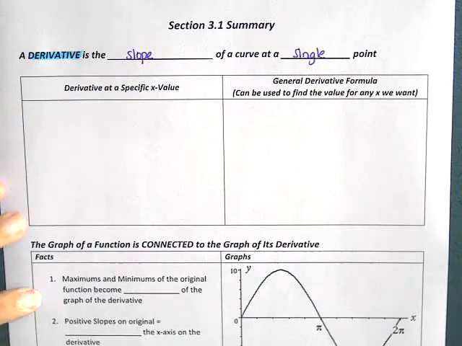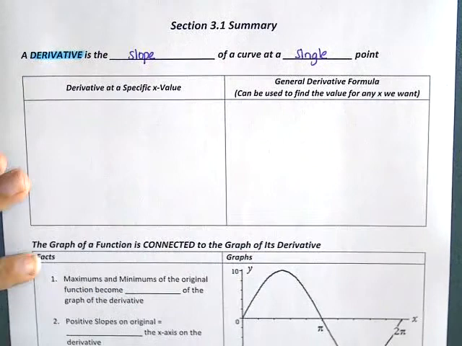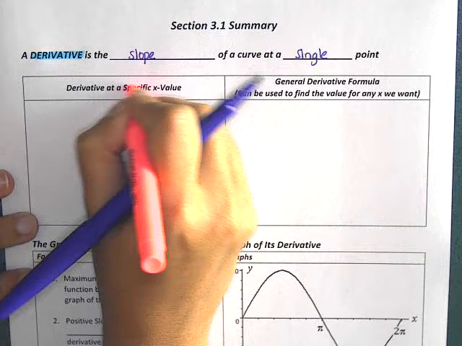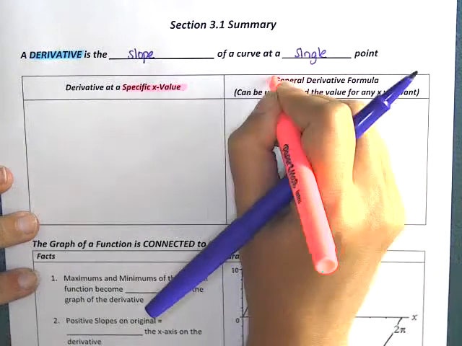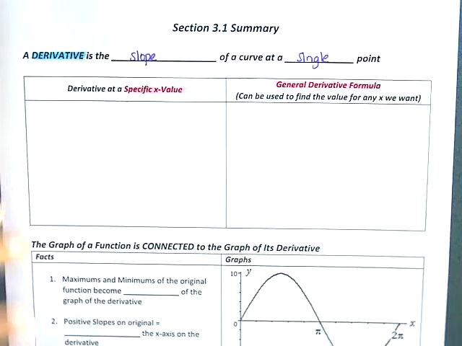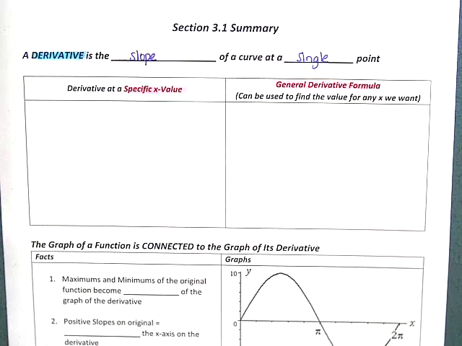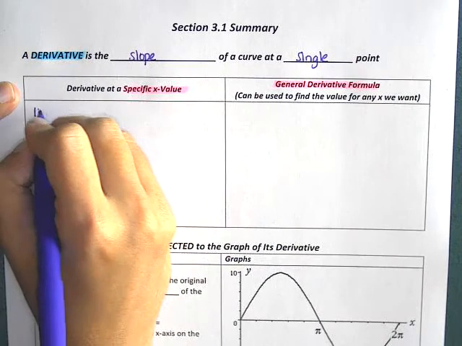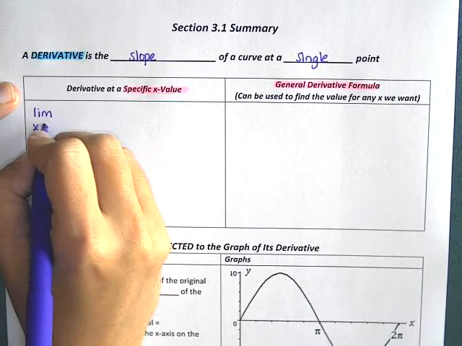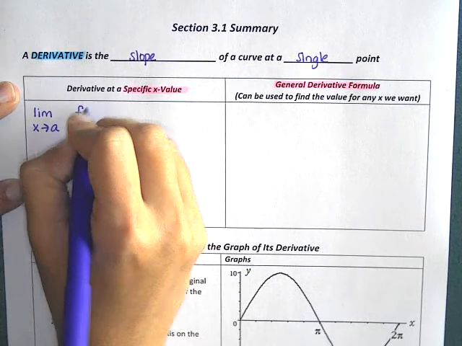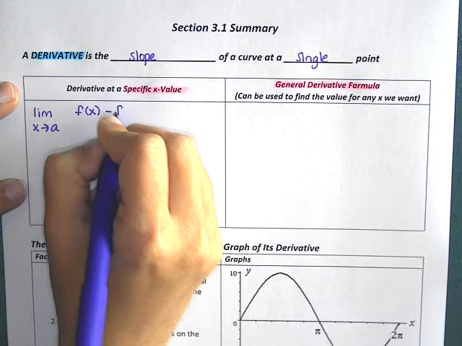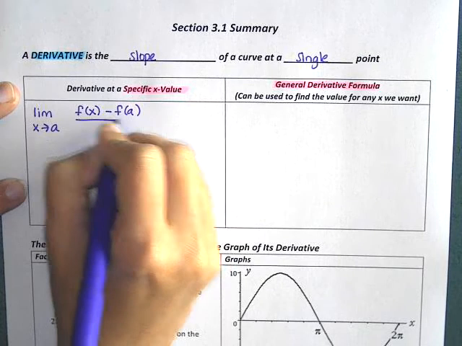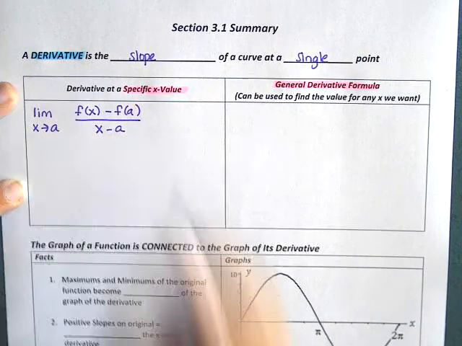We can use two different methods. We can find a derivative at a specific x value, or we can find a general derivative formula which we can use to find the value at any x that we choose. If we have a specific number to work with, we would use this limit, the limit as x approaches a, of f of x minus f of a all over x minus a to do that computation.